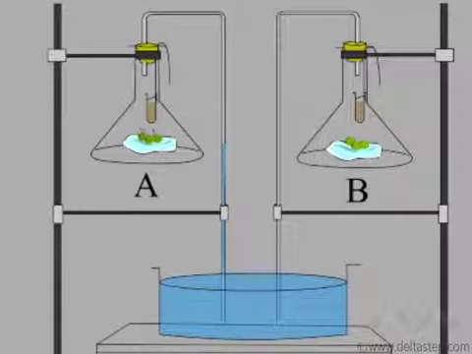Now you may ask, what happens to the carbon dioxide given out during respiration in flask A? It should increase the pressure, but see, we have placed soda lime which absorbs carbon dioxide and does not let the air pressure rise because of release of carbon dioxide.